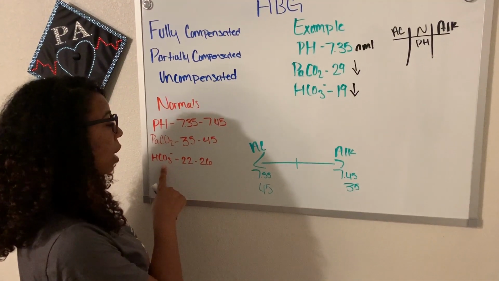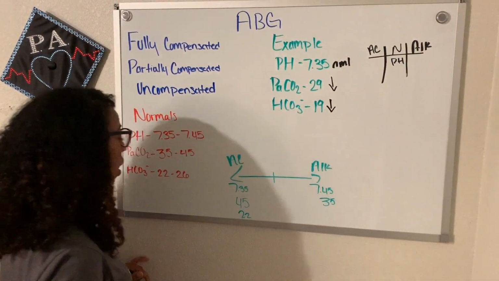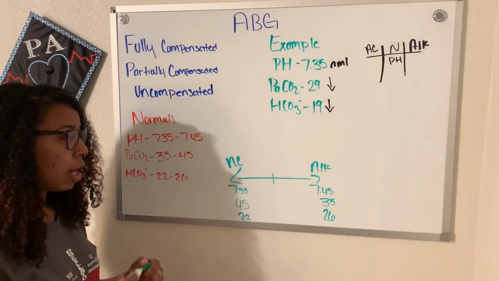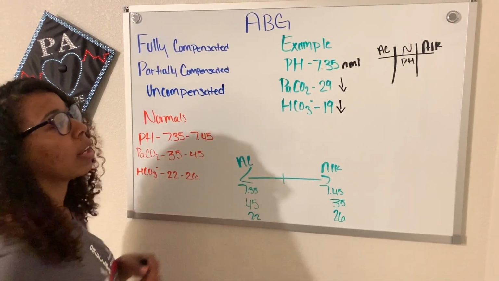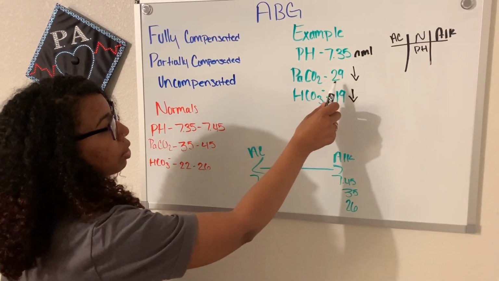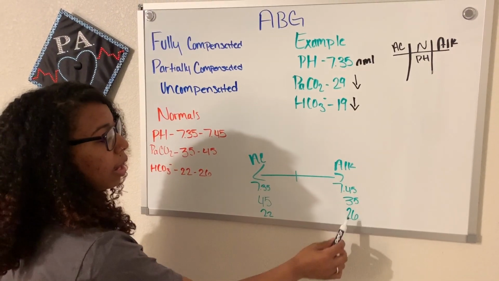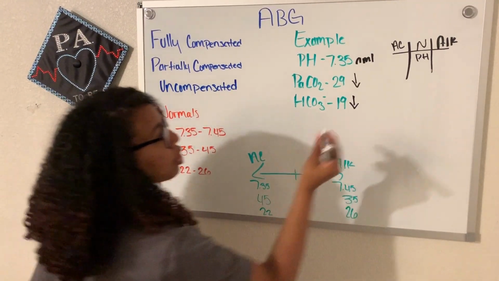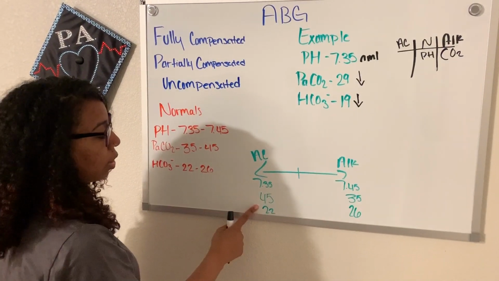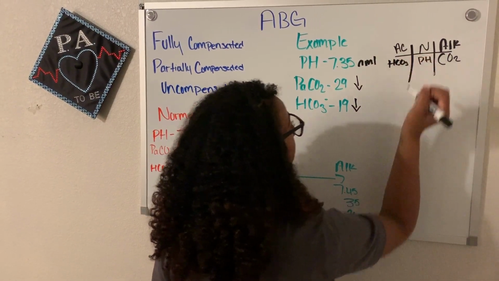Now, for bicarb, it's just going to be like pH. The lower side is going to be an acid, so 22. And then the higher side will be over here on the alkalosis side. Now, I'm going to show you why this is important. Let's go back to the tic-tac-toe method. So we see that PaCO2 is 29 and it decreased, but just because it decreased does not mean it's on the acid side. It decreased, so it's on the alkalosis side. So we're going to put CO2 here. Bicarb decreased, so it's on the acid side. So we're going to put HCO3.